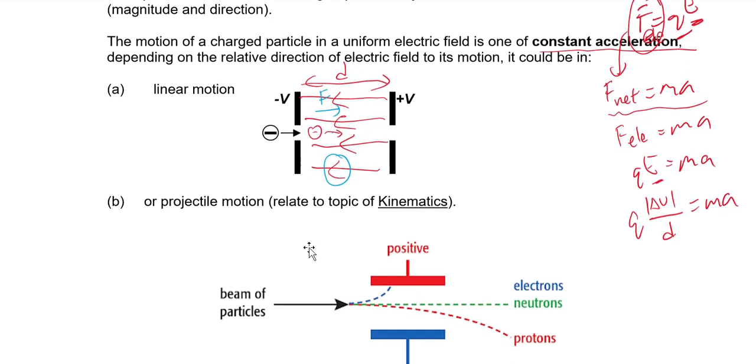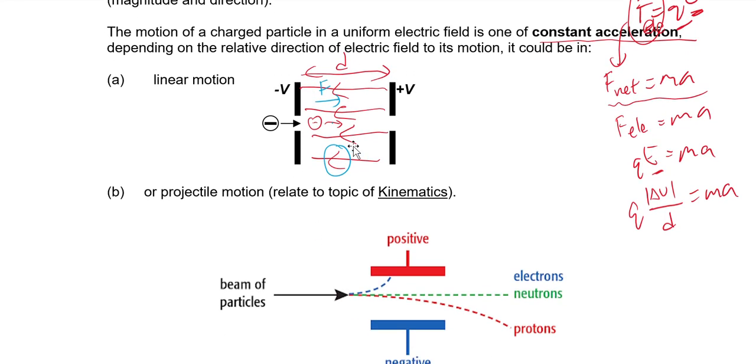We move on to projectile motion. So instead, if the plates are not like that, but like that, then you have the field looking like that. And as this beam of particles enters, let's assume that there's a proton, electron, and neutron entering at different times. Neutron will pass straight through because there's no electrical force. Why? Because the Q of the neutron is 0. So no electrical force means it passes straight through.